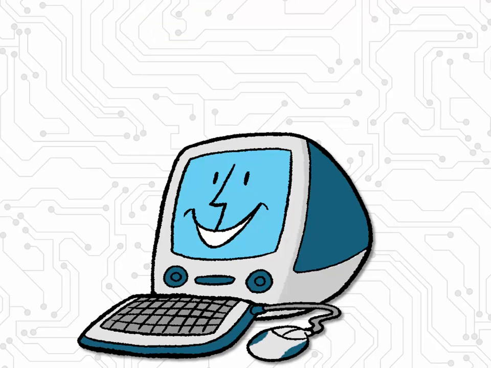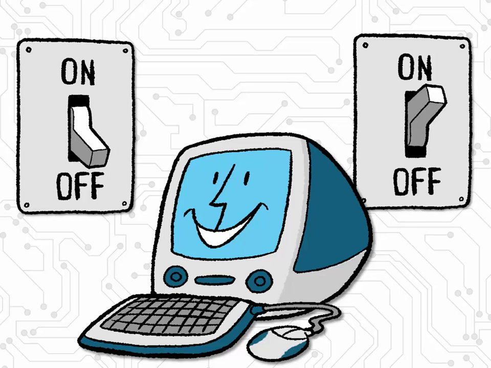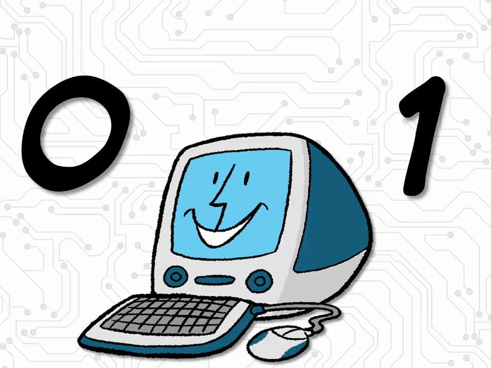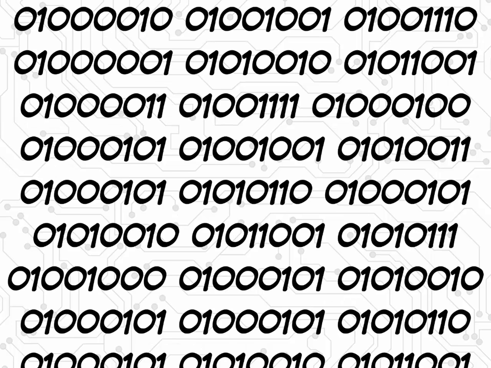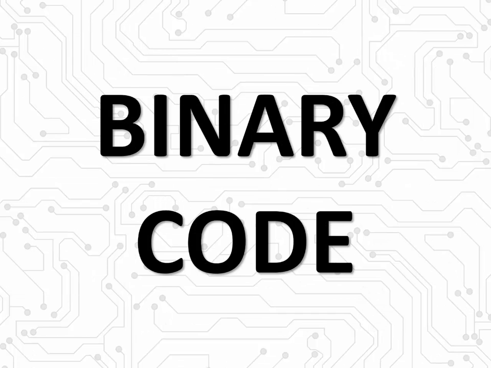Deep down inside, computers only understand two values, off and on, which are sometimes represented as 0 and 1. This means that your computer stores every letter, every number, every color, everything as a sequence of zeros and ones. This language of zeros and ones is called binary code.